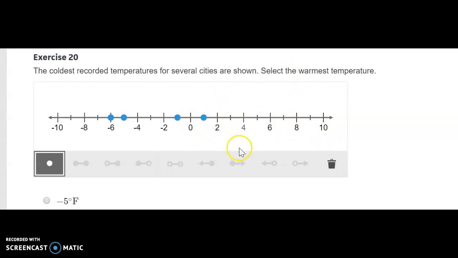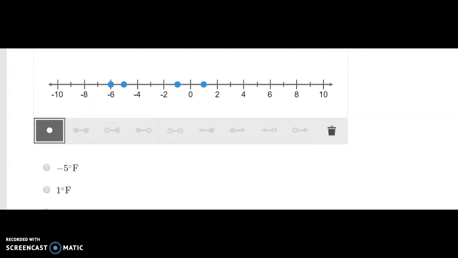So what they want to know is, what is the warmest temperature? Well, anything above 0 is going to be warmer than anything below 0. Below 0 is going to be colder. So our temperature here is going to be 1 is the warmest.